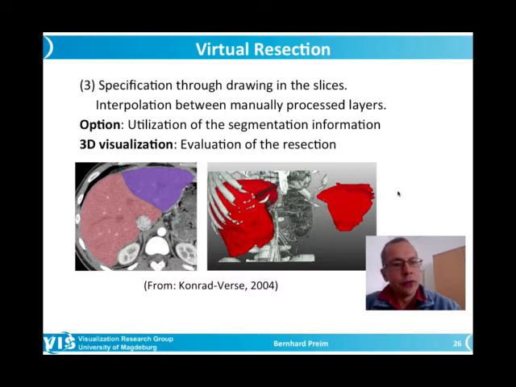So I told you that one further idea to specify a virtual resection is to draw in the slices and do this, for example, every fifth or every 10th slice, and to let the system interpolate in between.